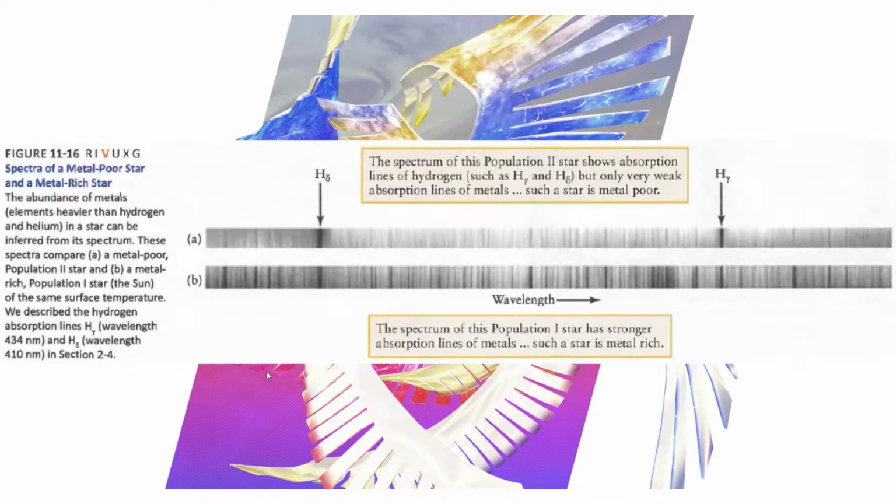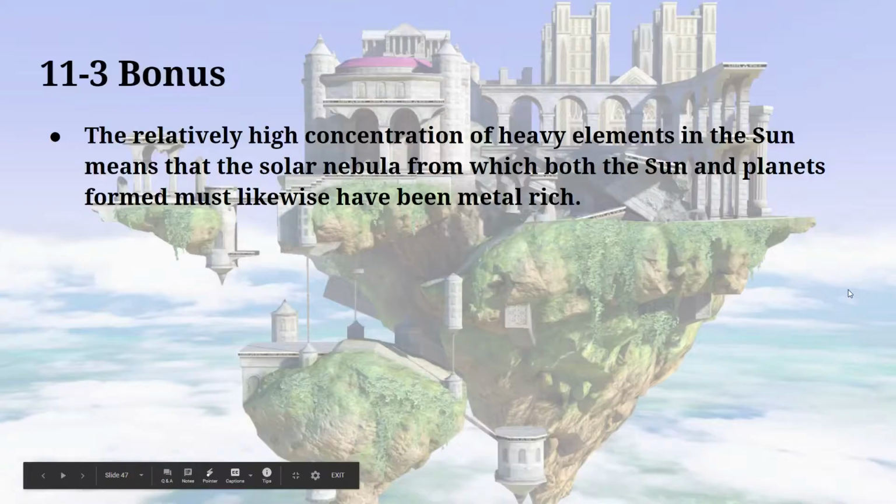That gives us the idea that the population 1 star has way more heavy metals in it than the population 2 star. So we assume that this star is closer to the beginning of the galaxy, and this one has probably been made out of other stars. A star was formed, exploded, and then that material formed a new star. And that's what this star is probably made out of.